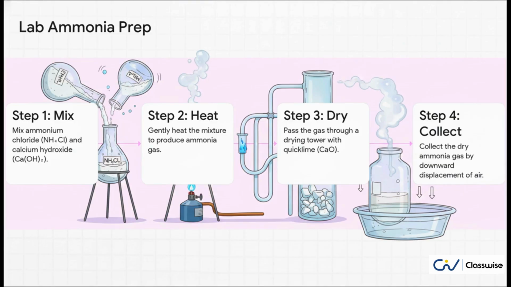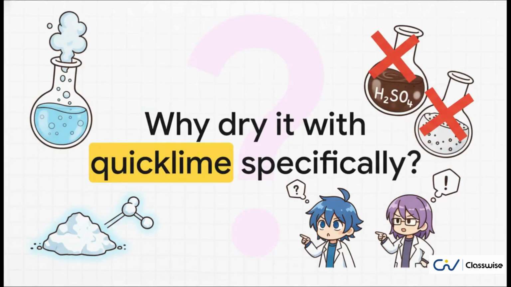Third, the gas that comes off is a little wet, so you have to dry it. You do that by passing it through a substance called quicklime. And finally, you collect your pure, dry ammonia gas. But hang on a second. That third step is really important.